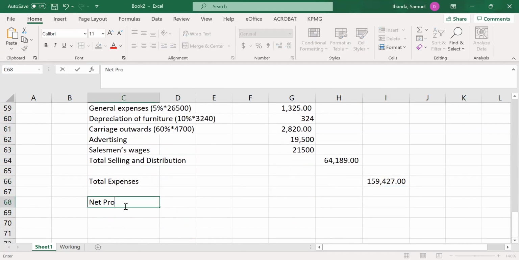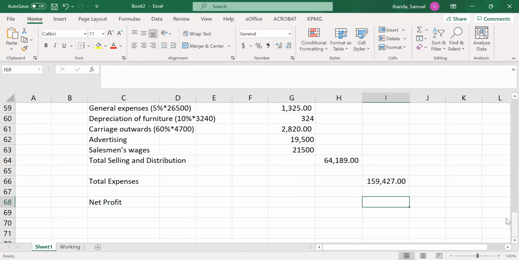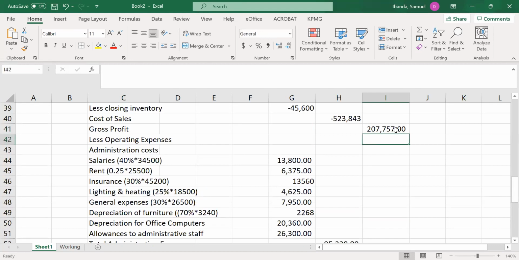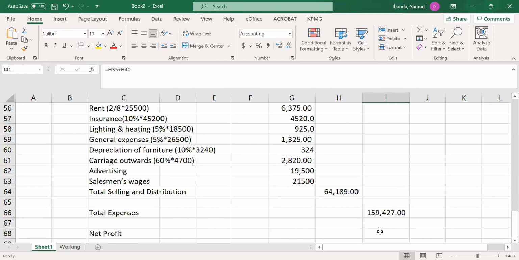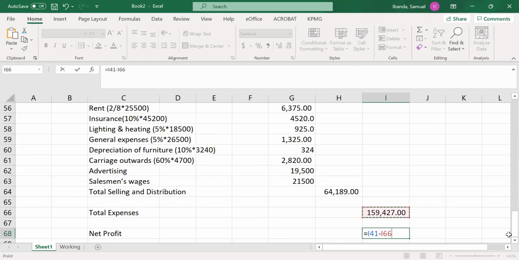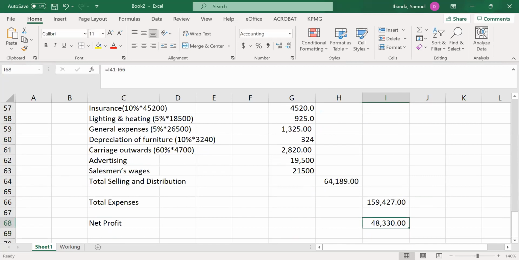So net profit will be the gross profit we got, this one. Okay. So I'll just do like this, equal sign, gross profit, sorry, minus total expenses, which gives me 48,330. So that is my net profit that I have gotten from this.